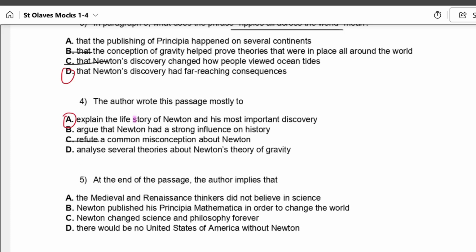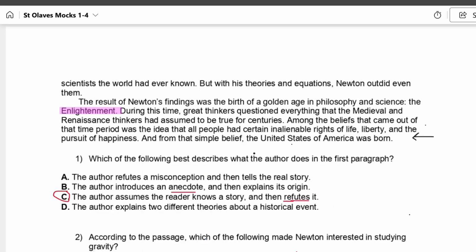Question number 5, at the end of the passage, the author implies that. So at the end of the passage, the author talks about the Enlightenment period and the Renaissance thinkers at the time. During this time, great thinkers questioned everything that they assumed to be true for centuries, and the fact that Newton's findings was the birth of the Golden Age. So Newton changed everything that the Renaissance thinkers knew.